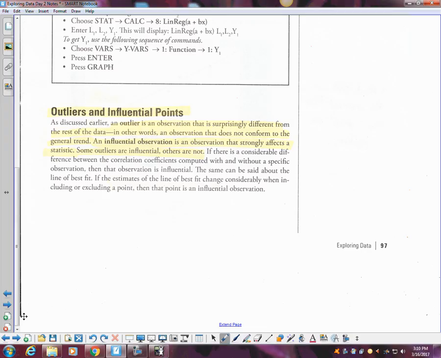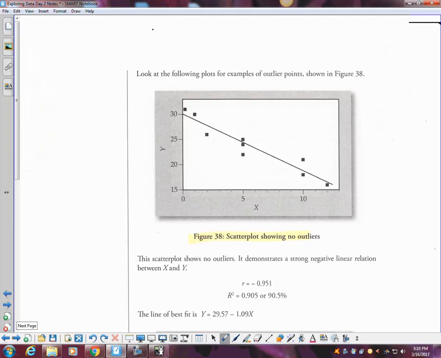An outlier is an observation that is surprisingly different from the rest of the data. In other words, an observation that does not conform to the general trend. An influential observation is an observation that strongly affects a statistic. Some outliers are influential and some are not. Okay, so let's look at this scatter plot.